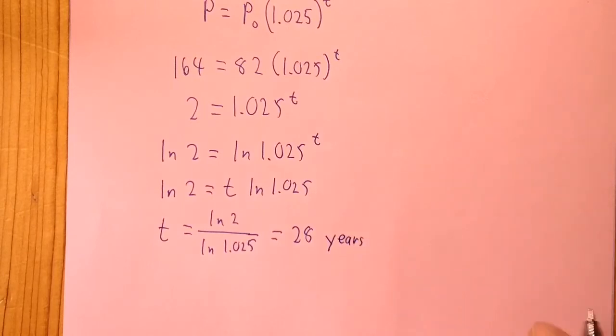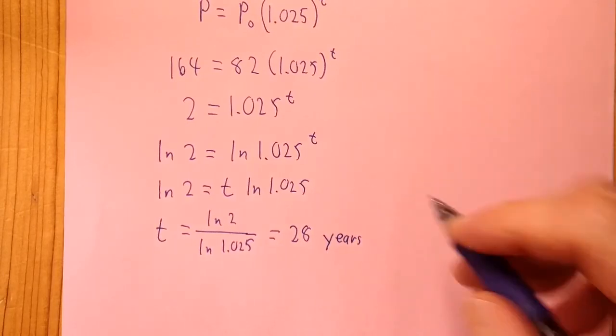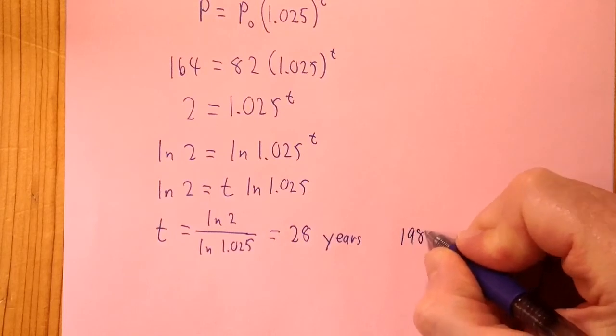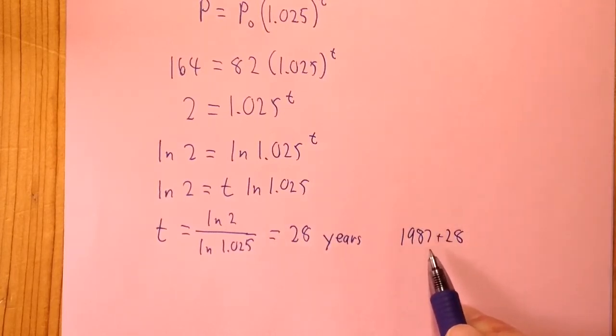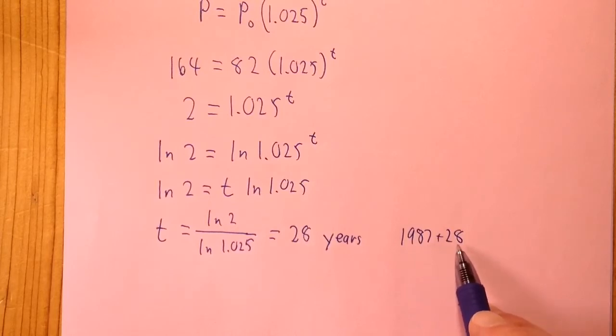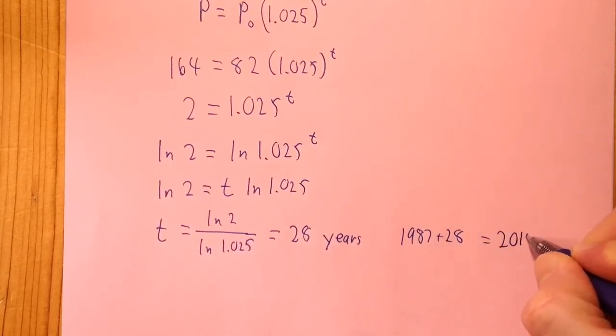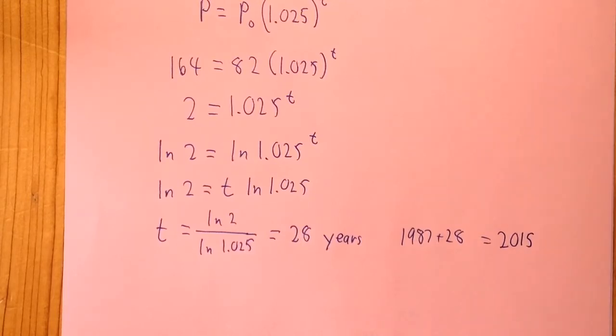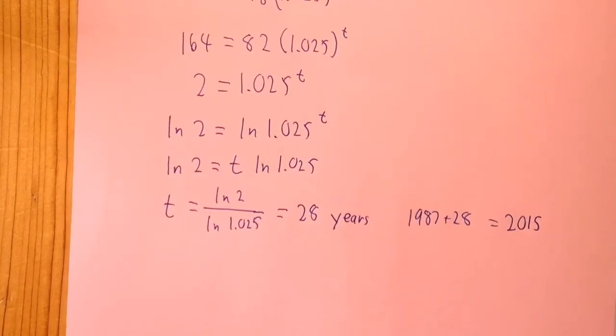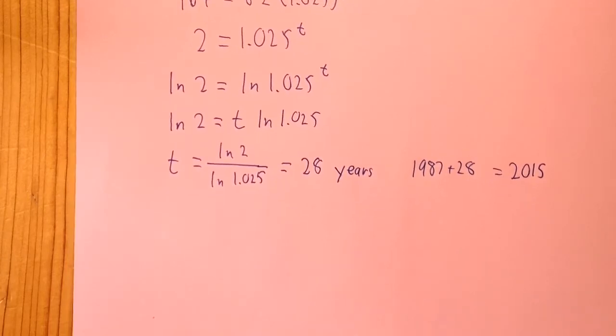28 years. So it's 1987, so 1987 plus 28, that's always tricky math. Let's see, that would be 2015. So in 2015, if things continue the way they're growing, if it stays at 2.5% growth rate, Mexico will have 164 million people, double the population, which of course by now is in our past.